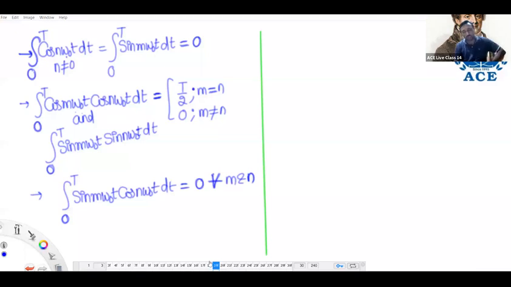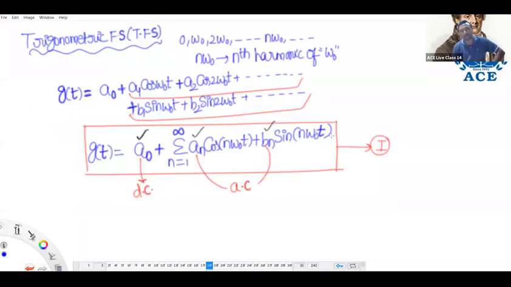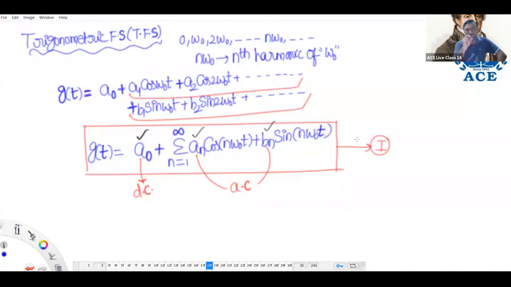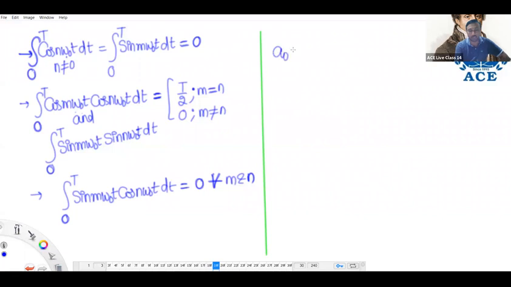Suppose we want to get a naught in equation 1, what do we have to do? Simply integrate equation 1 for one period. Integral 0 to T g of t dt as it is, integral 0 to T a naught dt. But what is the integration of cos or sine functions? By our first integral, the answer is 0. So simply integrate equation 1 for one period. That will retain the a naught formula as 1 by T integral 0 to T g of t dt.